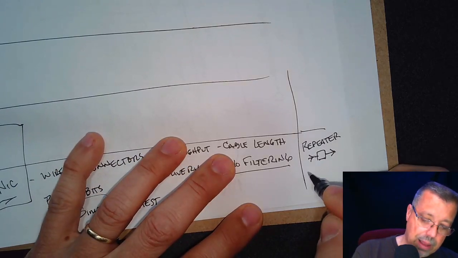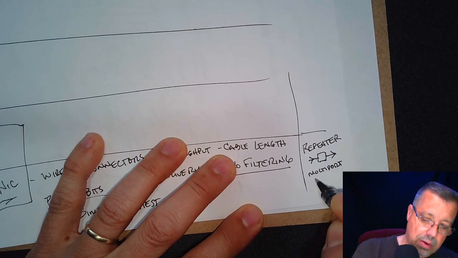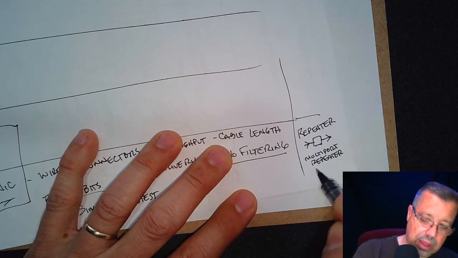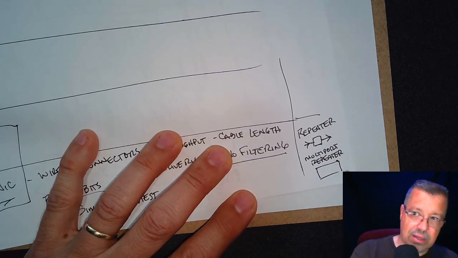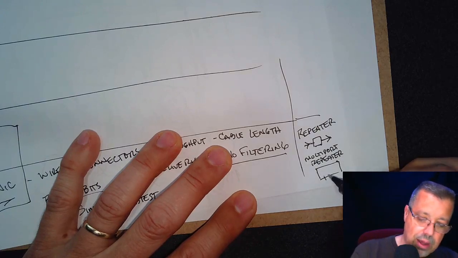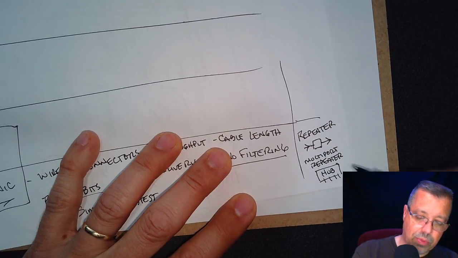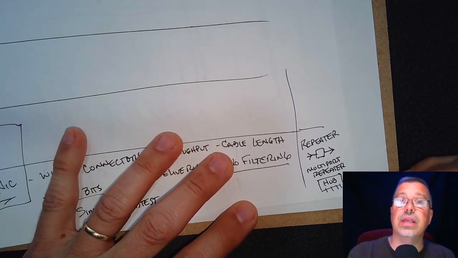And if we had a multi-port repeater, which means just something with more than 2 ports, and typically it would have 4, 5, 8, 12, 16, 24 is typically how they go. We'll say we got a 4-port here. We would call that a hub. So a multi-port repeater is a hub.